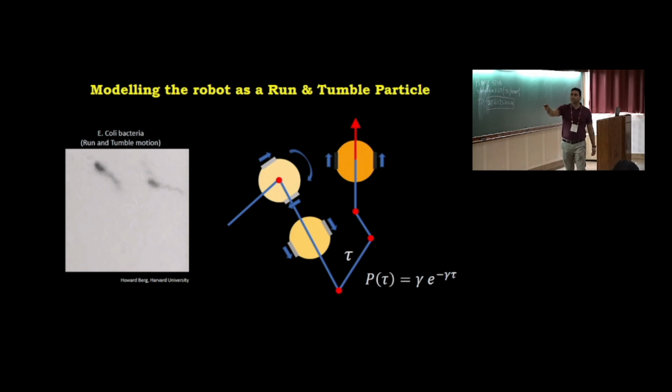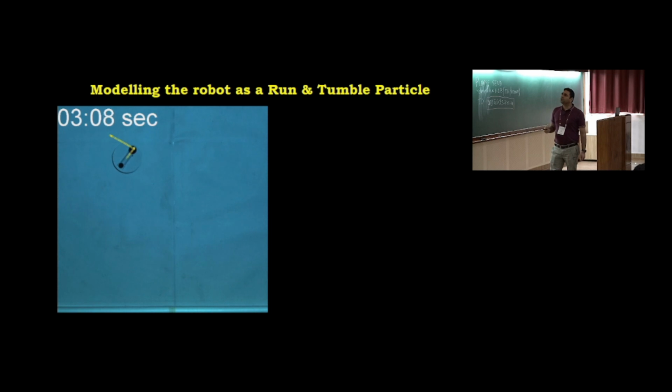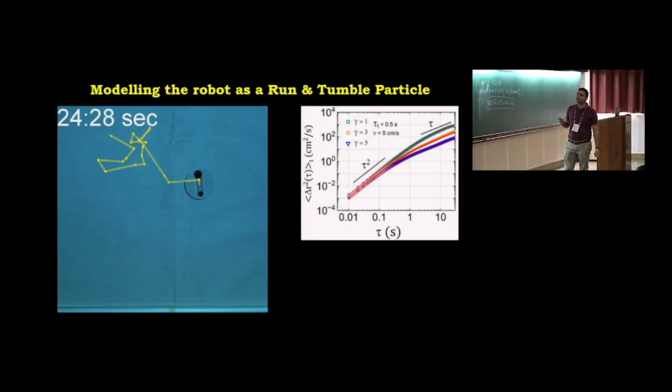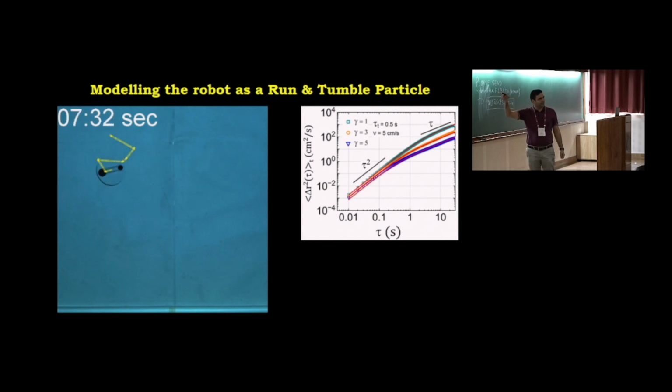So it runs in one direction for some time tau, then tumbles, and then again runs for some time tau. And this tau is picked from an exponential distribution because that's what experiments show us. And when we do that, this is how it typically looks, like run and tumble motion. Again, we do the mean squared displacement, and it shows tau squared at low time scale due to this ballistic motion, and at large time scale it's just diffusive.